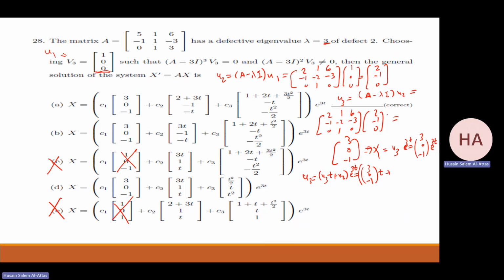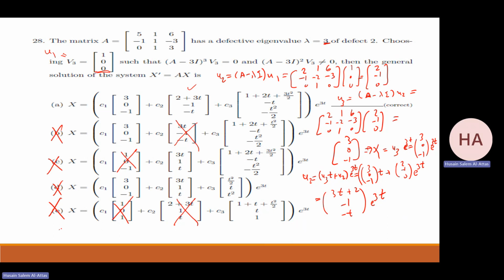What is U2? 2, minus 1, 0, e to the power 3t. And that gives me what? 3t plus 2, minus 1 minus t, e to the power 3t. This is okay. This is okay. This one is not. This one is not also. So this is my correct answer.